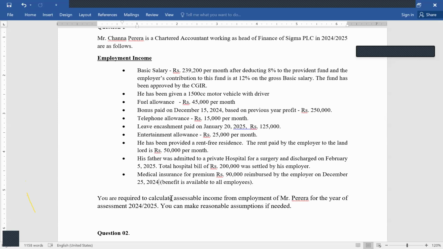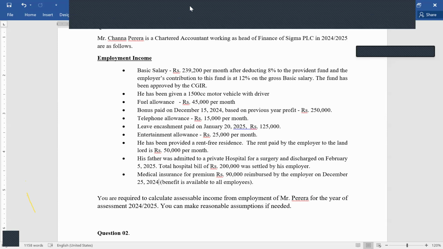Medical insurance premium. Medical insurance premium 90,000 reimbursed by the employer on December. That benefit is available to all employees.